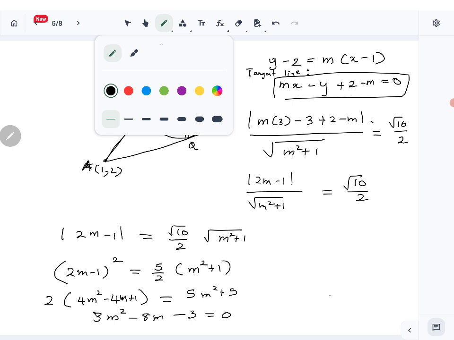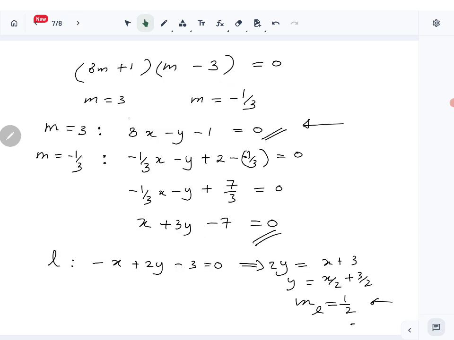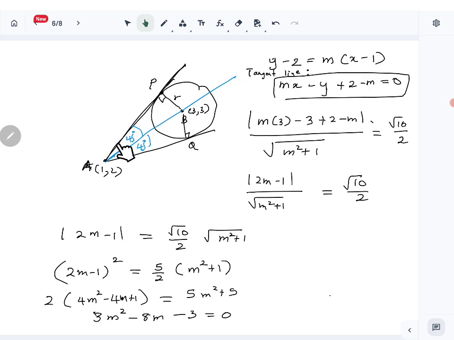So this is line L, right? Line L is the line through (1, 2) and (3, 3). So this is 45 and this is also 45 because AP and AQ are perpendicular. It's not clear in the diagram, but because what are the gradients? These two gradients are 3 and minus 1/3. So when you multiply, you get minus 1. So they are perpendicular. So if they are perpendicular, the angle between one of the lines and line L is 45.